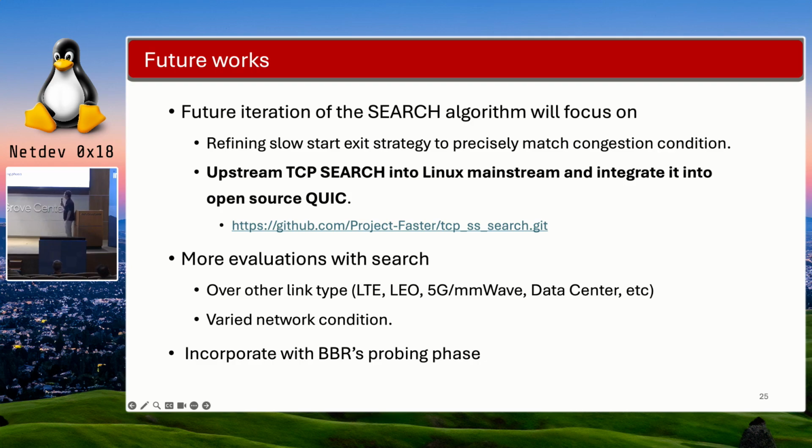And if possible, we want to cooperate with BBR to change the BBR probing phase. At this point, only 2 congestion control algorithms may work on the GEO link. One is SEARCH, CUBIC with SEARCH. Another one is BBR, because BBR is a rate-based approach. It's very similar.